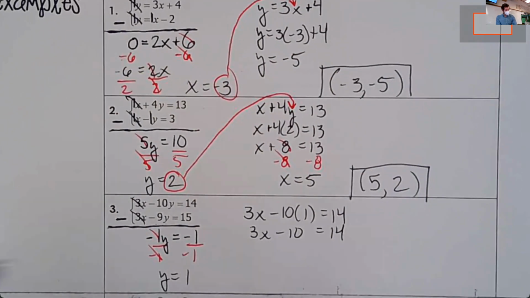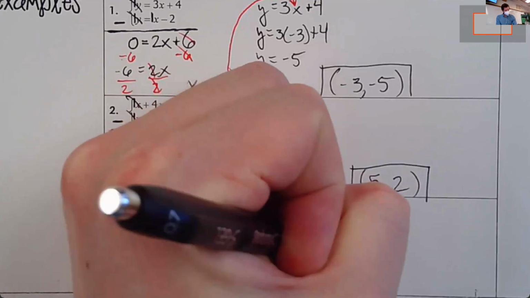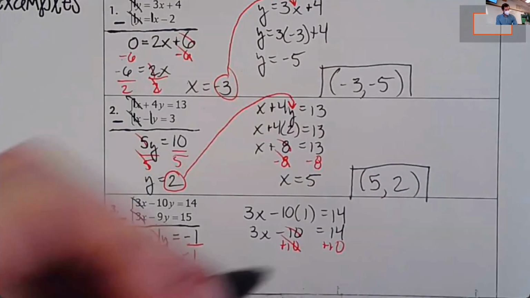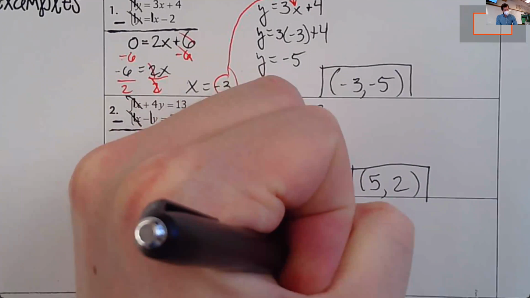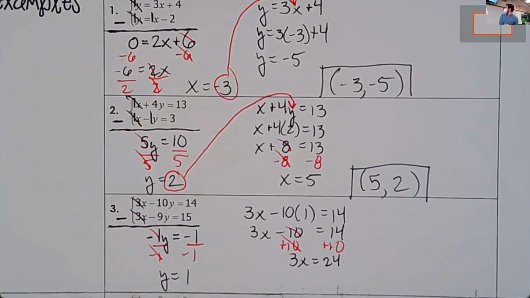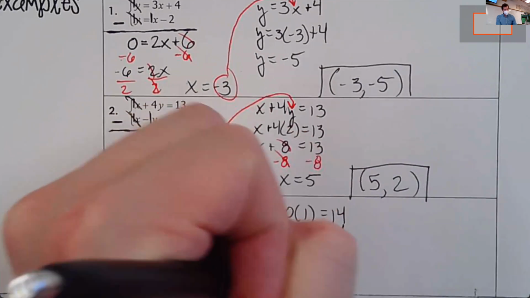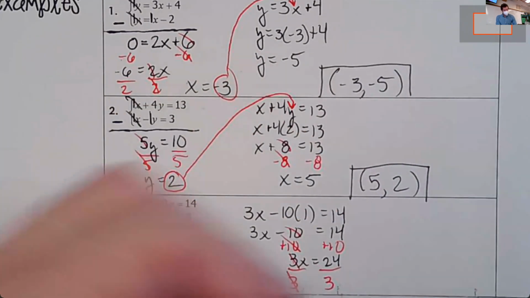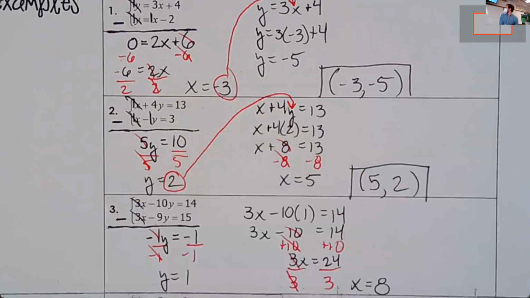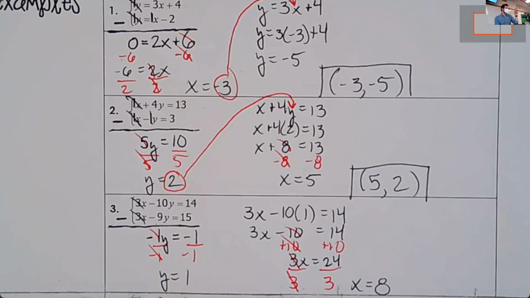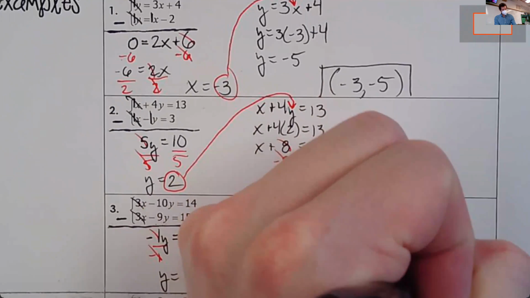And we're going to add 10 to both sides. So plus 10, 3x equals 14 plus 10, which is 24. And then the final step to get x by itself, divide both sides by 3. And x equals 8. So y equals 1, x equals 8. So the answer is, making sure that the x is first inside the parentheses, 8, 1 will be our answer.